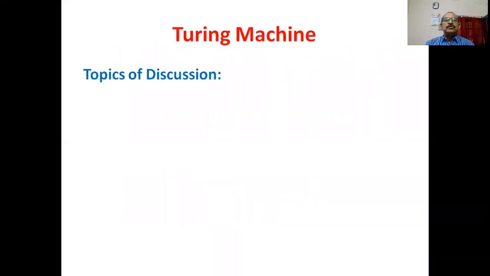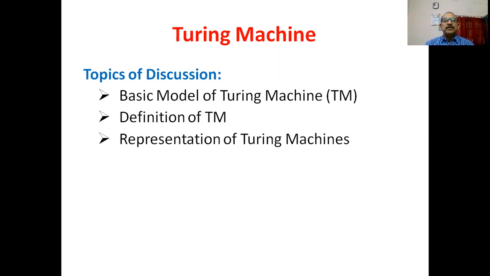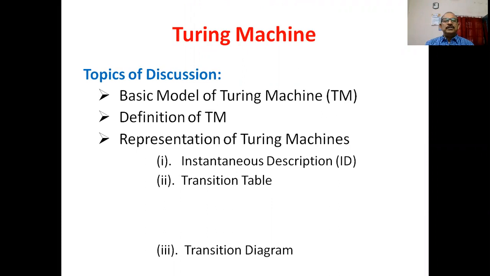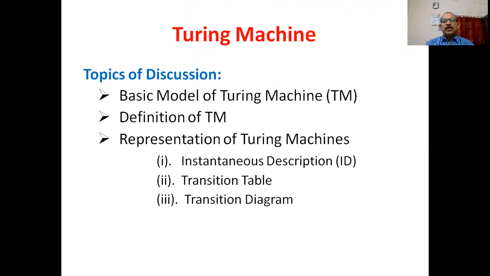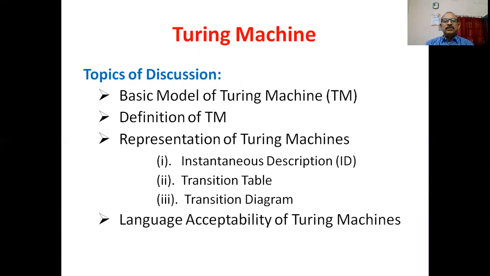The topics of today's discussion are the basic model of Turing machine, definition of Turing machine, representation of Turing machine. There are three representations of Turing machine: with the help of ID, transition table, and transition diagram. And next is the language acceptability of Turing machine.